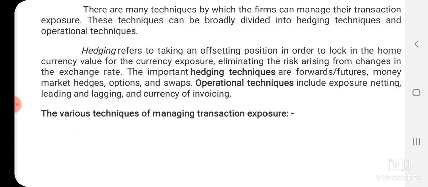Hedging refers to an offsetting position, which means taking a position in order to lock in the home currency value of the currency exposure. Why? Because they are eliminating the risk arising from changes in the exchange rate. The important hedging techniques are forward contracts, futures contracts, money market hedges, options and swaps, and operational techniques include exposure netting, leading and lagging, and currency of invoicing.